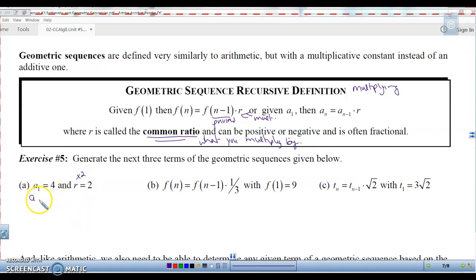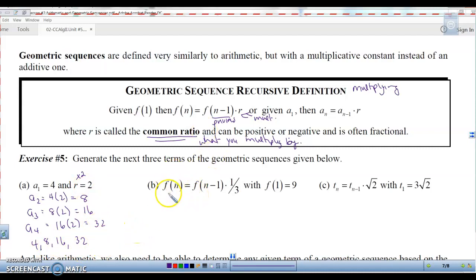So if a1 is equal to 4, a2 is going to be the previous term 4 times 2, which would be 8. a3 would be the previous term, which would be 8, times 2 is 16. And then a4 would be the previous term, which in this case would be a3, times 2 would be 32. So notice here, if I'm starting at 4, my sequence goes 4, 8, 16, 32. I am doubling each time. I'm multiplying by 2 because that's the common ratio.